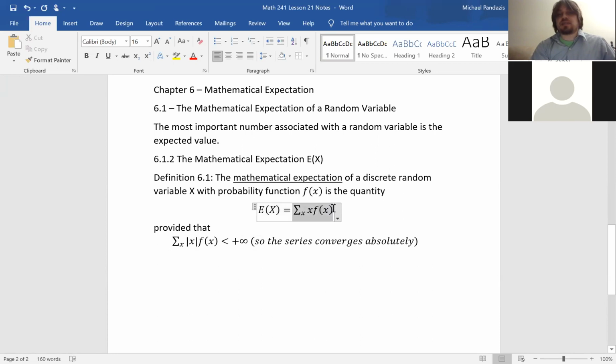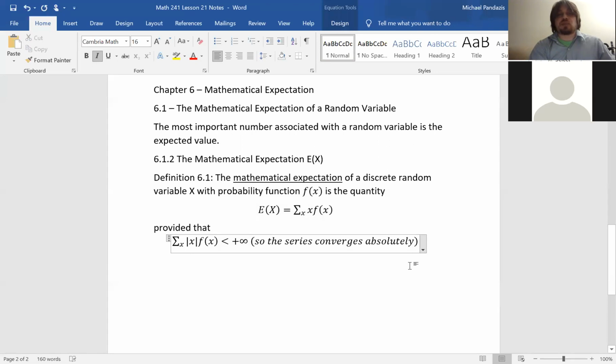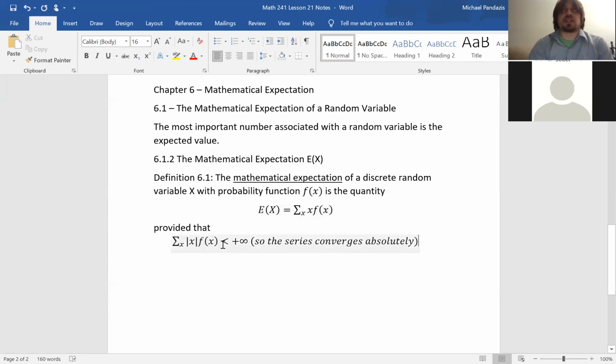Right, f of x is non-negative, the probability function. And so you're technically taking the absolute value of every term in the sum, which is the absolute value of x times f of x. But since f of x is non-negative, its absolute value is itself. And so the absolute value of the product x f of x is the absolute value of x times f of x. So if you're wondering why there's only an absolute value sign around the x, it's technically an absolute value of every term, x times f of x. It's just that it doesn't change f of x. So it can change x though, because x could be negative, but f of x can't be negative. Okay, so that's the definition.